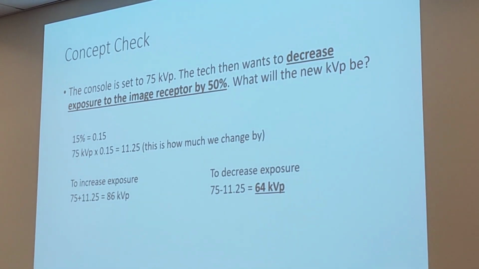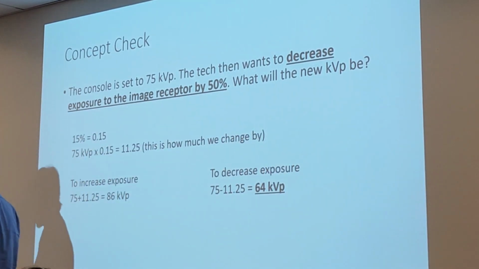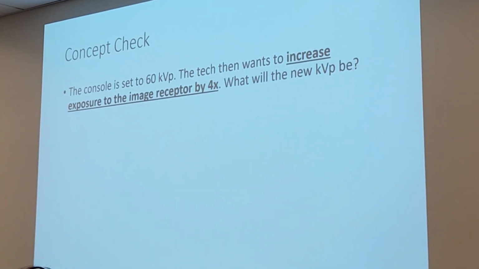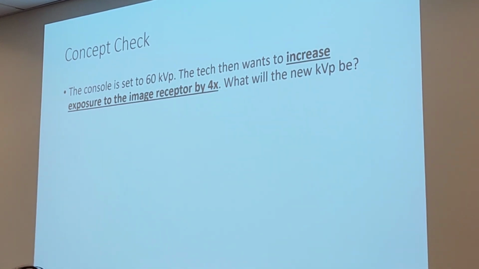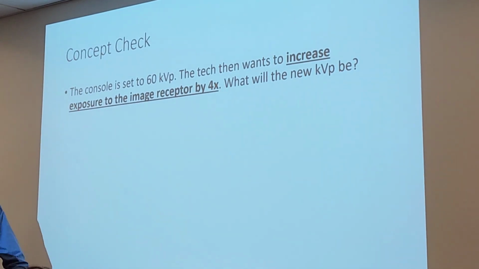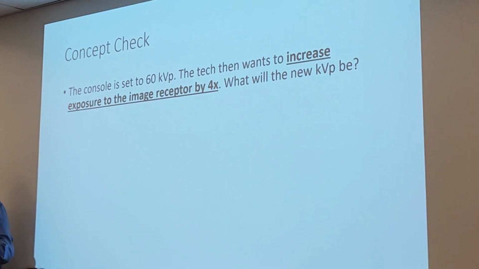Yes, Johns. I don't know if somebody asked this. Is it always going to be going down by half and going up by twice? Great question, and that brings us to the next slide. Now, instead of going up by twice, how much are we going up by? Four times. So that's 15% of 60 and then 15% of the next step. That's right. Anytime you're doing more than one step, you just use the 15% rule multiple times.